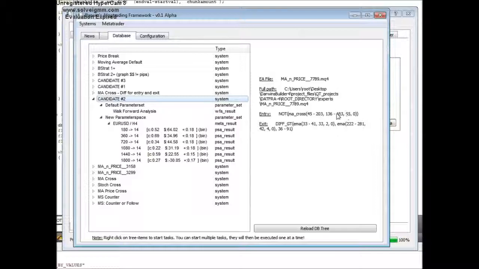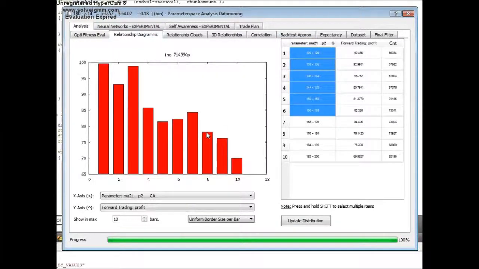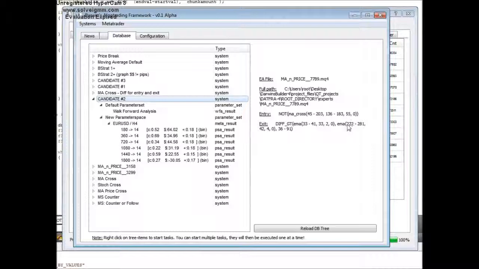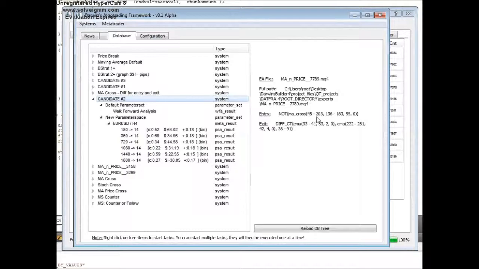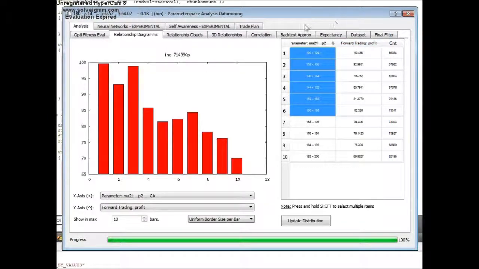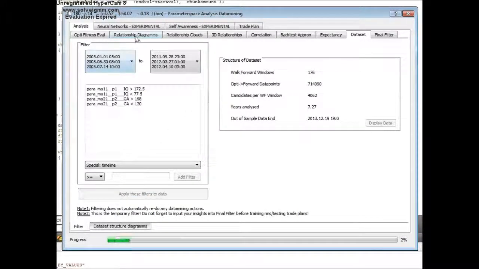We now know what works best for the entry moving average cross, the fast one between 77 and 170, and the slow one between 120 and 170. And now we want to analyze the exit moving average parameters. Because they are very dependent on the entry moving average parameters, we now filter our parameter space analysis data to only contain what we now know works best as entry parameters. So we apply these filters that we have just created.